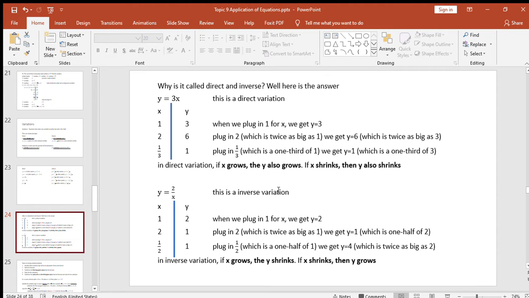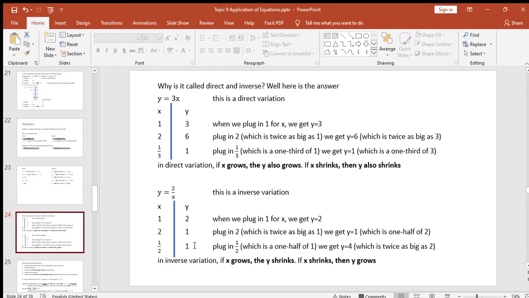Now in inverse variation, let's say we have y equals 2 over x. Again, this is our x, this is our y. If you plug in 1 for x, you'll get 2. If we increase our x to 2 and plug it in, you're going to get 1. So our x increased, our y decreased.